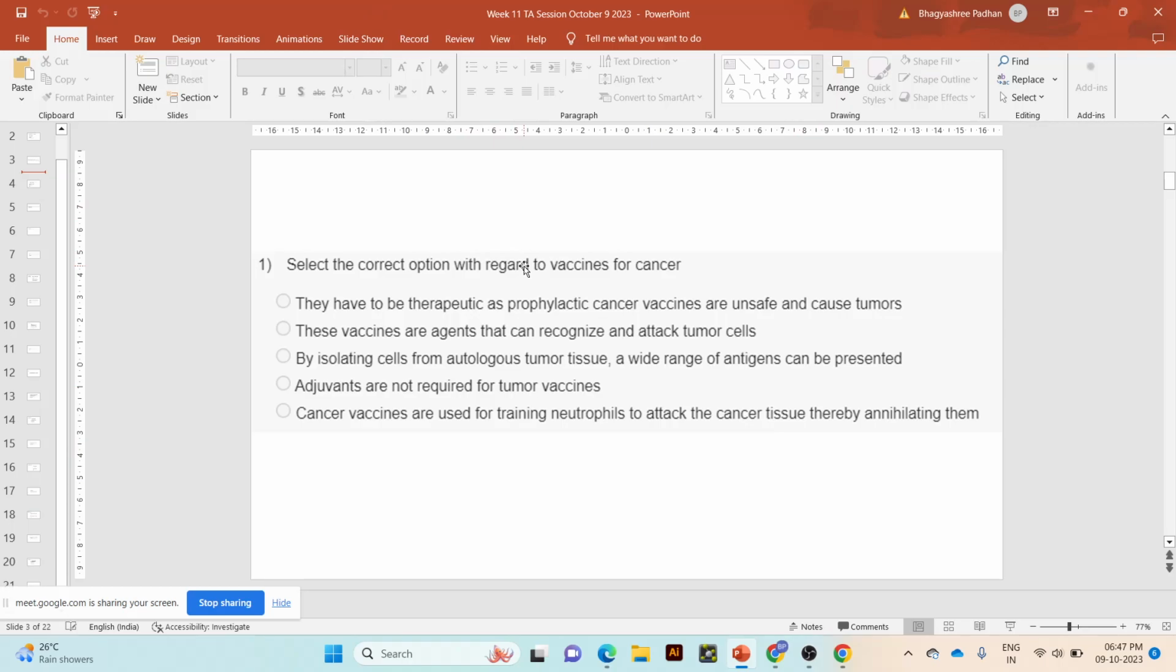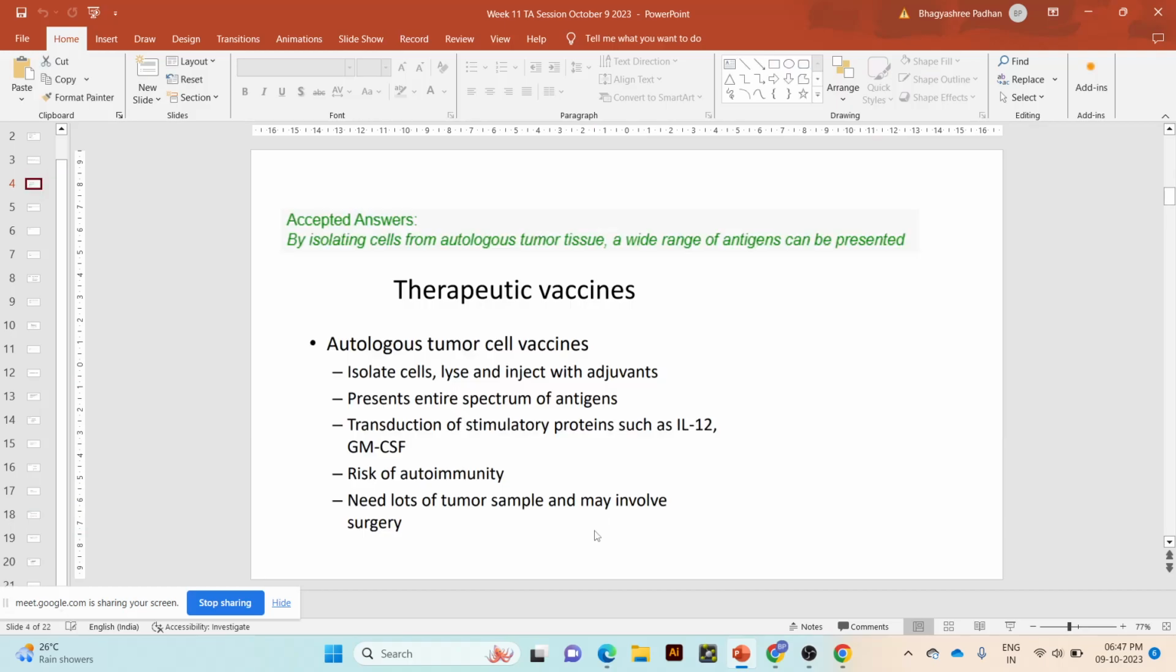Select the correct option with regard to vaccines for cancer. So here the correct option would be by isolating cells from autologous tumor tissue, a wide range of antigens can be presented. So this is the type of therapeutic vaccine where autologous tumor cell line vaccines are used. So they isolate cells from the same tumor tissue, lyse and inject it with adjuvants. This presents an entire spectrum of antigens, but it needs a lot of tumor sample and may involve surgery. Also, there is risk of autoimmunity.